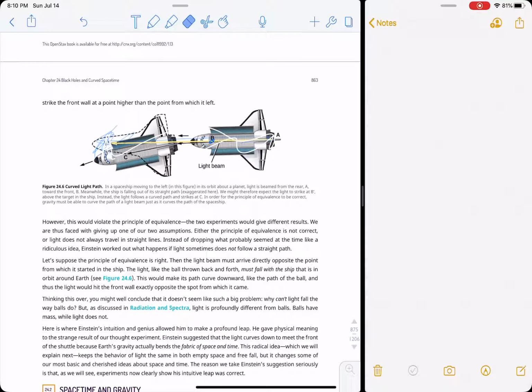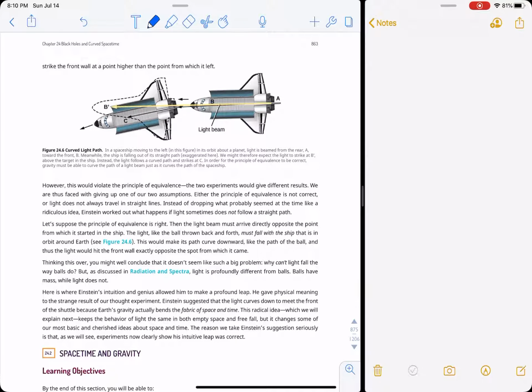We might therefore expect the light to strike at B prime above the target. Instead, the light follows a curved path and strikes C. So the idea here is that the ship is falling. We shot the light ray, and maybe you'd expect it naively to continue going forth, but it follows the same curved trajectory as the space shuttle.